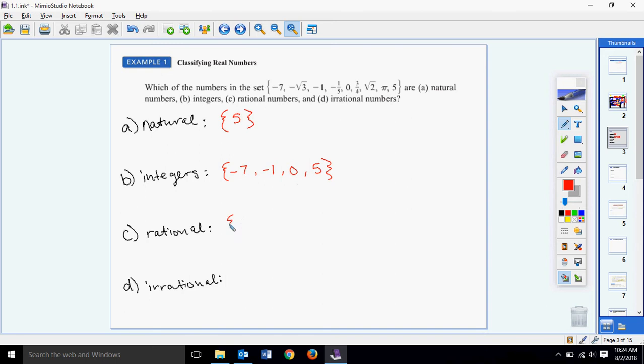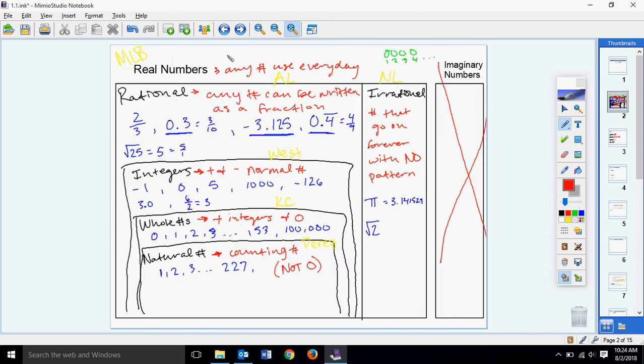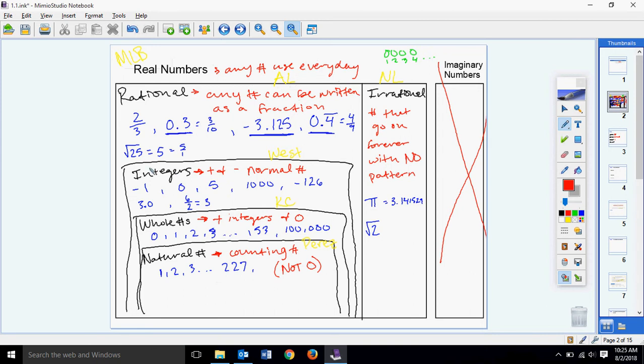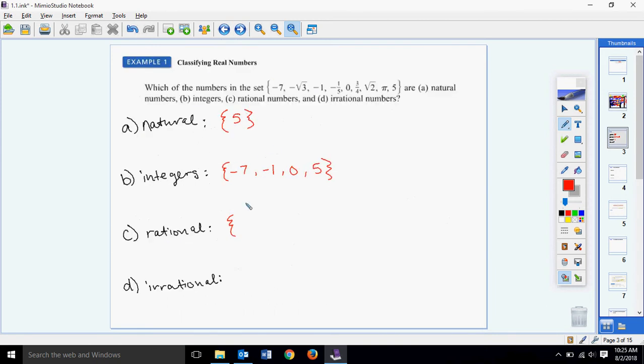Next is the rational numbers. So let's refresh our memory on a rational number. It's any number that can be written as a fraction. Okay, let's look at our set here. Rational numbers include integers, whole numbers, and natural numbers. So we've already done integers and natural numbers. All of those numbers in that set of natural and integers can fit into rational. So let's put -7, -1, 0, and 5.